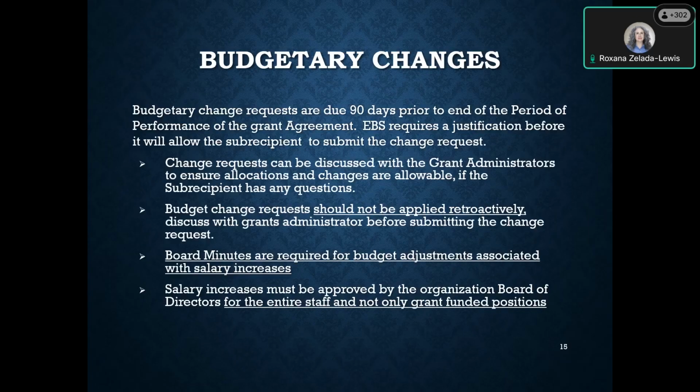Budgetary changes. Please remember, budget change requests are due 90 days before the end of the period of performance of your grant agreement. A justification must be included with your change request for EBS to accept the transaction. If you have questions or have concerns, discuss the budget change request with your grant administrator to ensure allocation and expenses are allowed. Budget changes are not retroactively applied. Make sure you discuss any changes in your budget that may have questionable costs with your grant administrator beforehand.